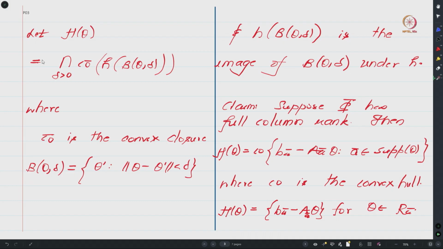And one can show that if your phi matrix has full column rank, then your capital H of theta in fact is the convex hull of vectors of this form where a bar lies in the support of theta. So let me explain what I mean by that.